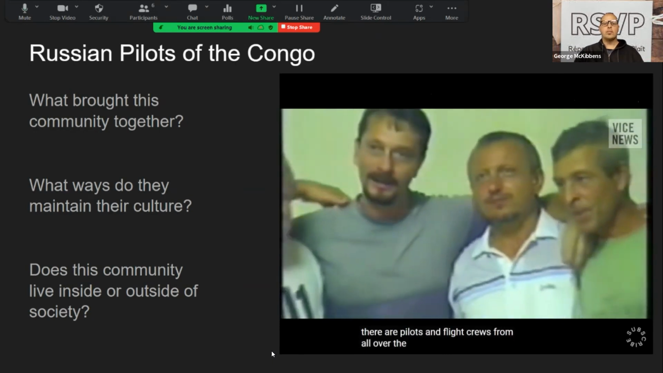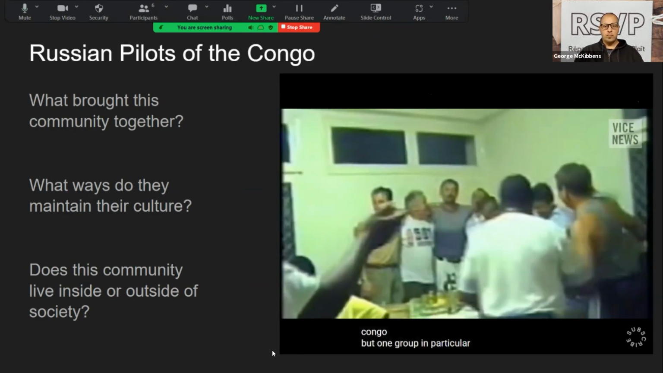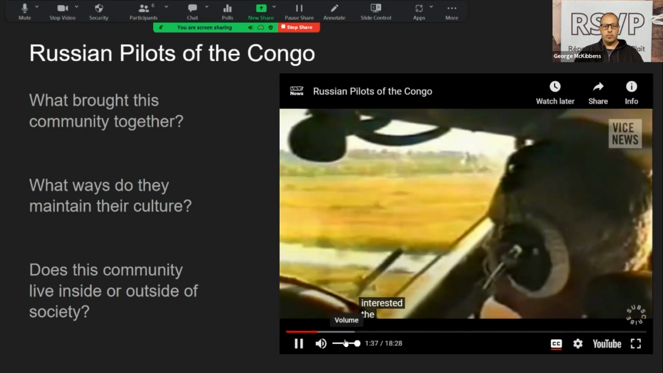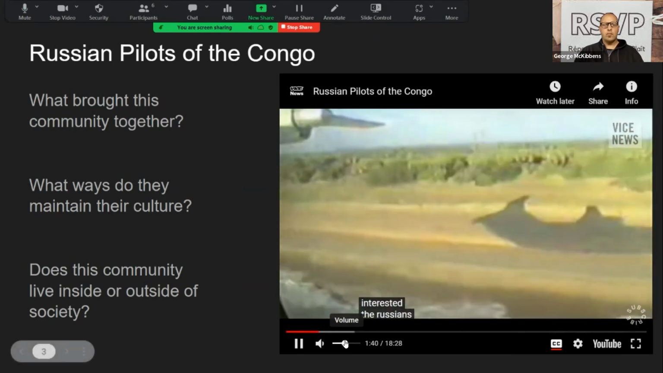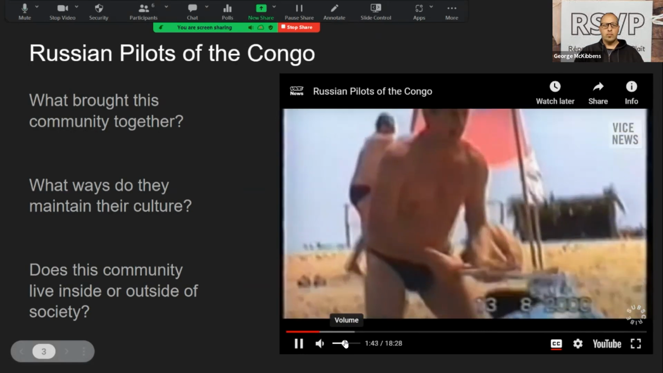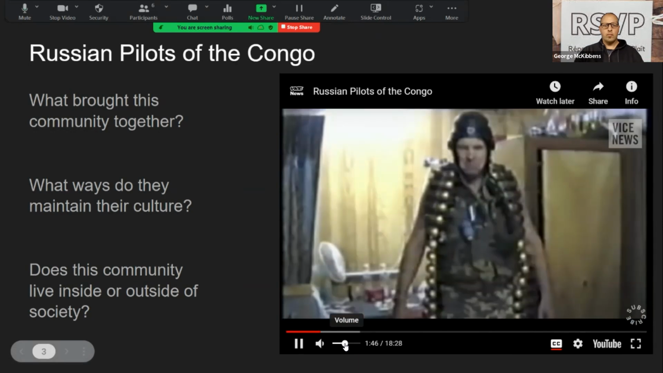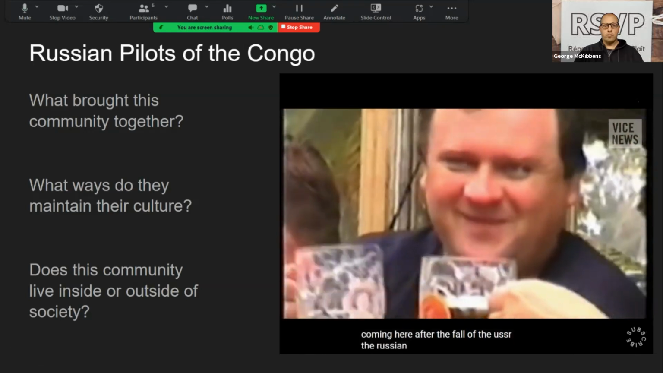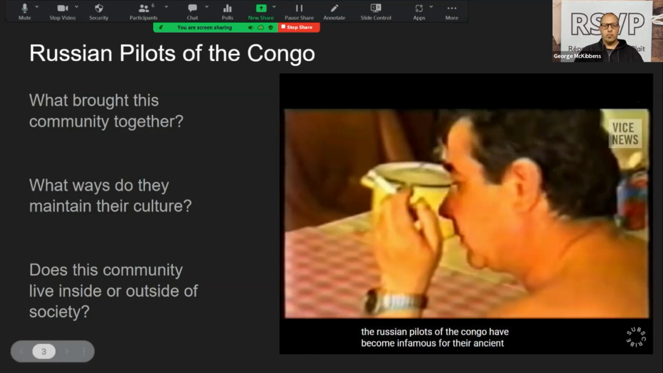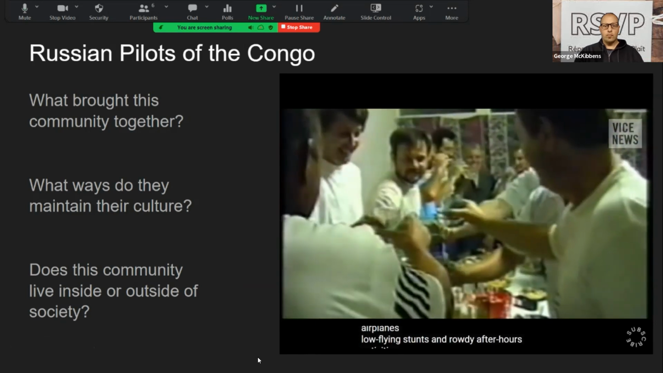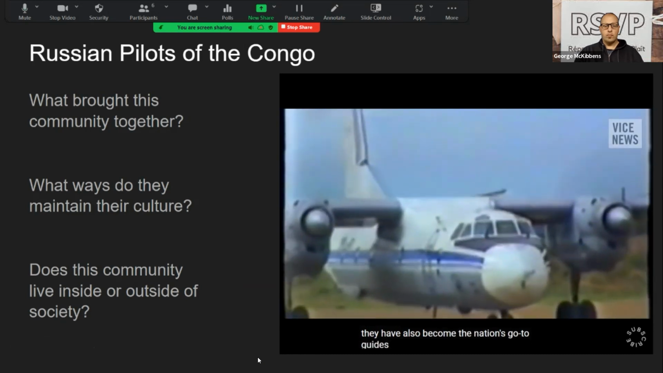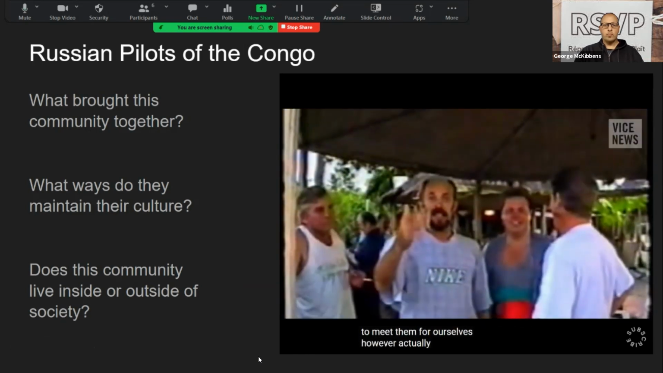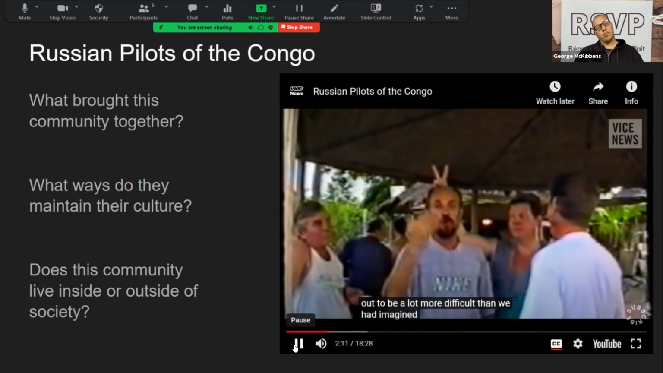There are pilots and flight crews from all over the world operating in the Congo, but one group in particular got us interested: the Russians. Coming here after the fall of the USSR, the Russian pilots of the Congo have become infamous for their ancient airplanes, low-flying stunts, and rowdy after-hours activities. They have also become the nation's go-to guides to flying anything, anywhere, no matter what. So we came to the Congo to meet them for ourselves. However, actually finding them turned out to be a lot more difficult than we had imagined.